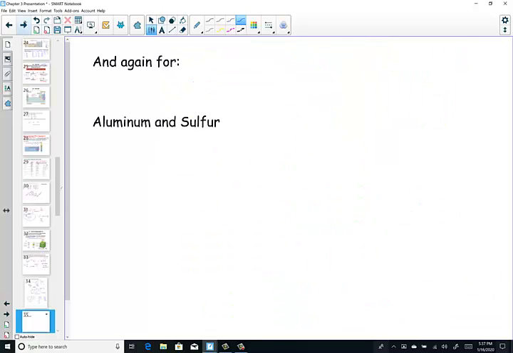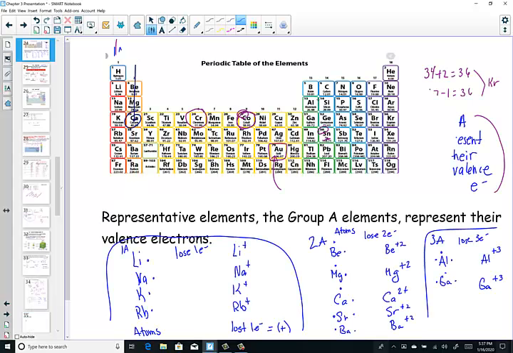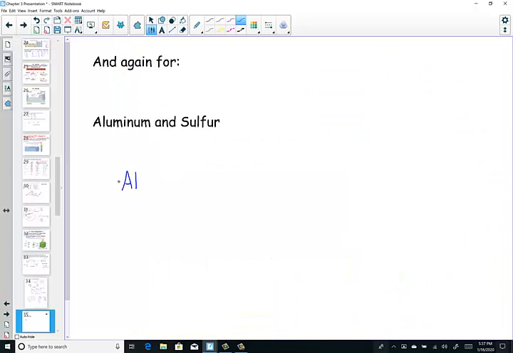Let's challenge ourselves again for another model. Let's do between aluminum and sulfur. Okay, so challenge yourself first to figure out where does aluminum live and how many dots. Aluminum is right here. It's in group 3A. 1A, 2A, 3A. Group 3A. The tall columns are representatives. So that tells me aluminum will have 3 dots. The atom of aluminum has 3 valence electrons.